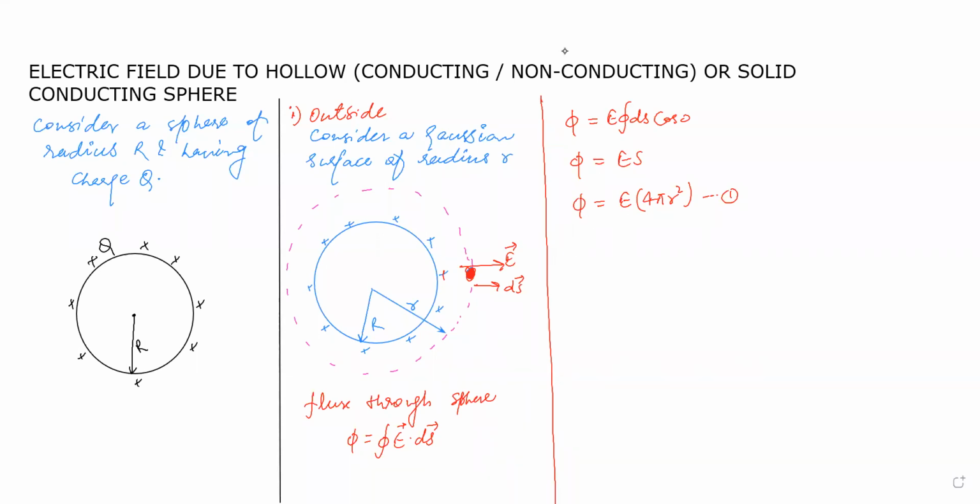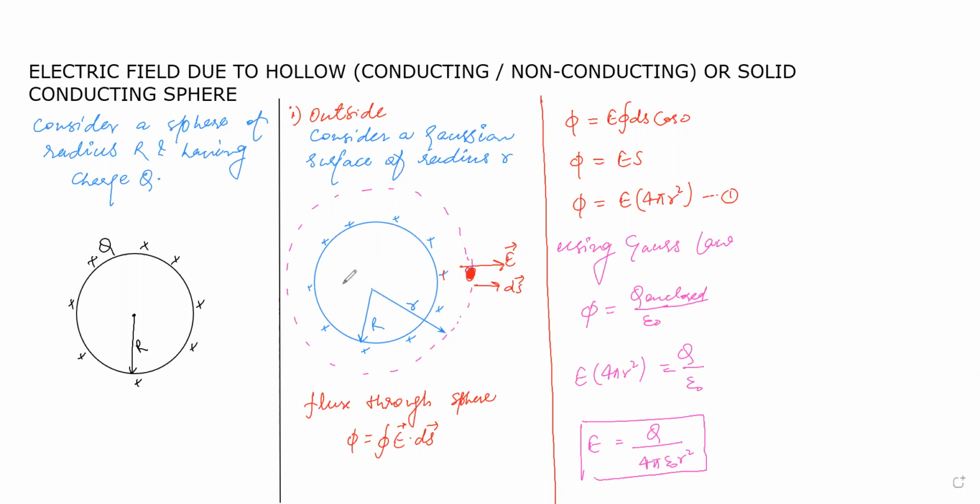Now, using Gauss law, your flux phi is equal to Q enclosed over epsilon naught. What is the value of phi? This is your E into 4 pi r square. You can take Q enclosed as Q over epsilon naught. Which is E is equal to Q over 4 pi epsilon naught r square. This is your value of electric field due to this charged sphere at this point P, in terms of charge.